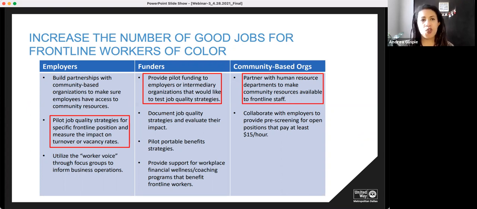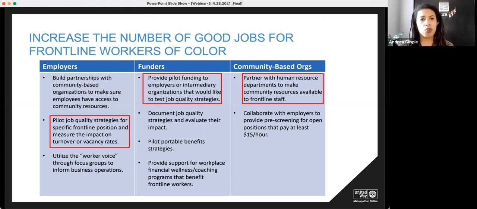So as it relates to increasing the number of good jobs, we see that employers can pilot job quality strategies for frontline positions and then measure the impact of that work on turnover rates or employee engagement.